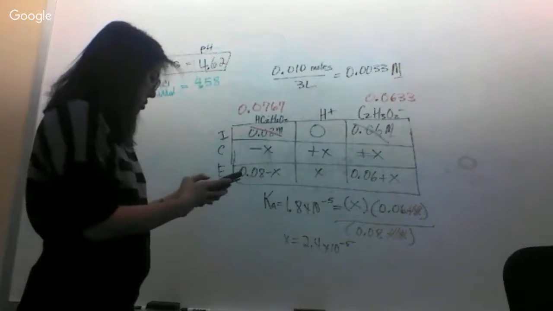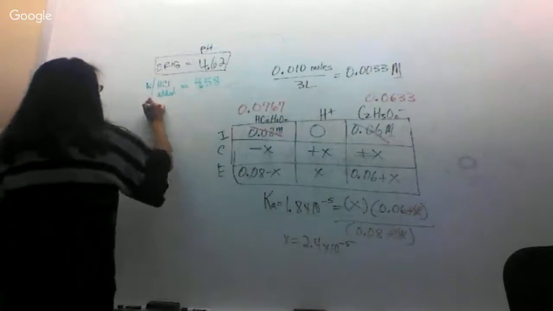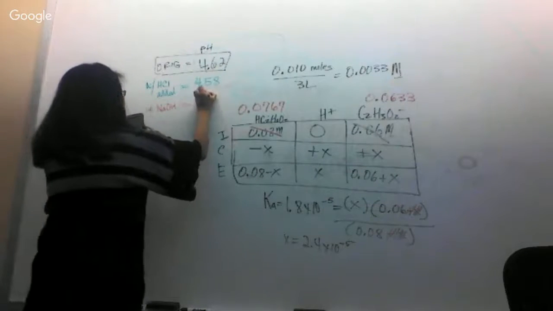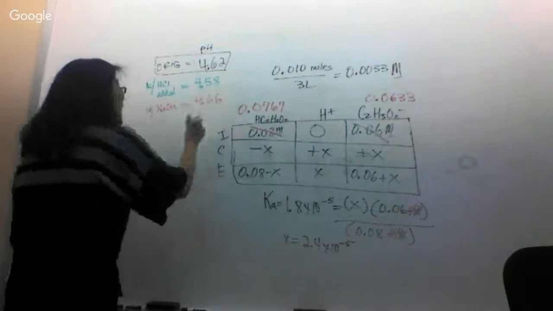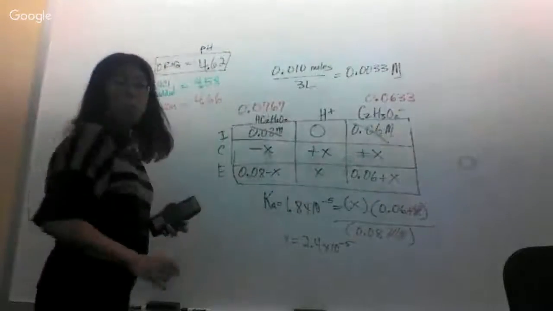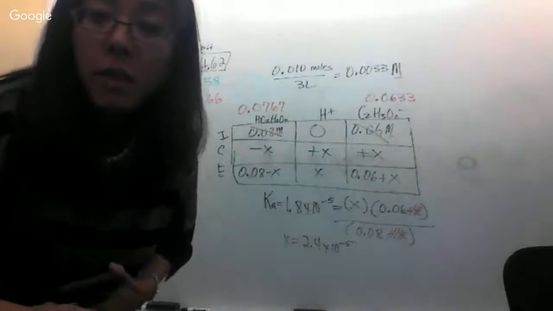You should get a new pH with the NaOH added. You should get 4.66. That kind of makes sense. You're adding base, so it's going to go higher than 4.62. Okay, so yep, that will go up.